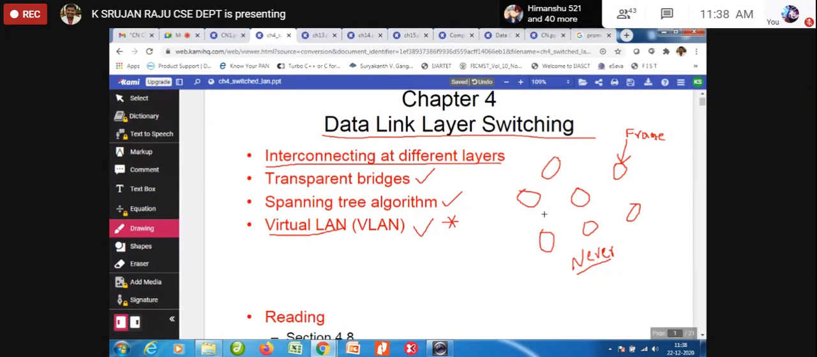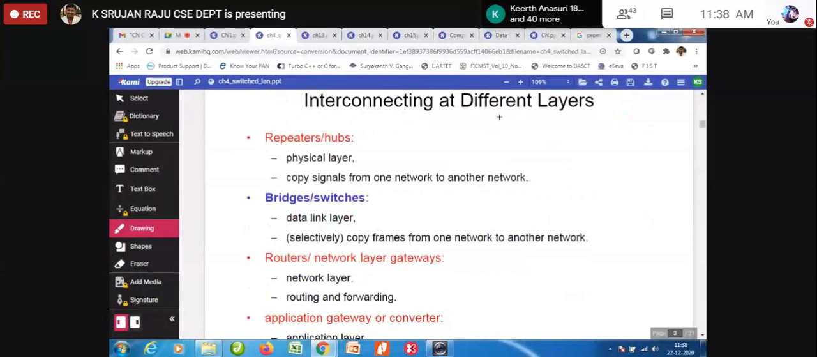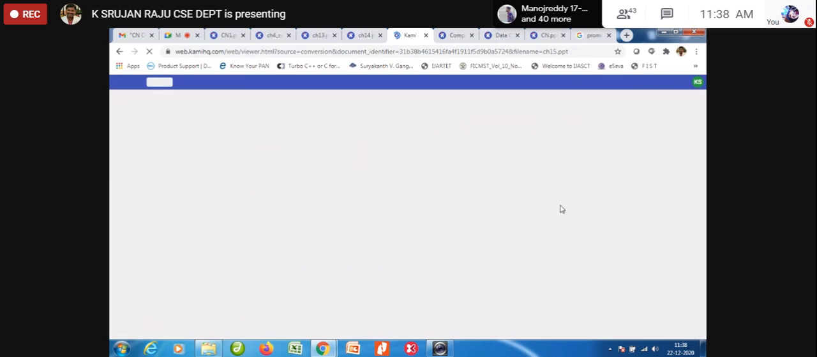But still, our main goal is to connect and transmit it. So in that particular situation, we are going to use interconnecting devices at different layers. When you are going to talk about the physical layer, we are going to use repeaters and hubs. So let's try to understand what a repeater is and how it works, and I will show you.